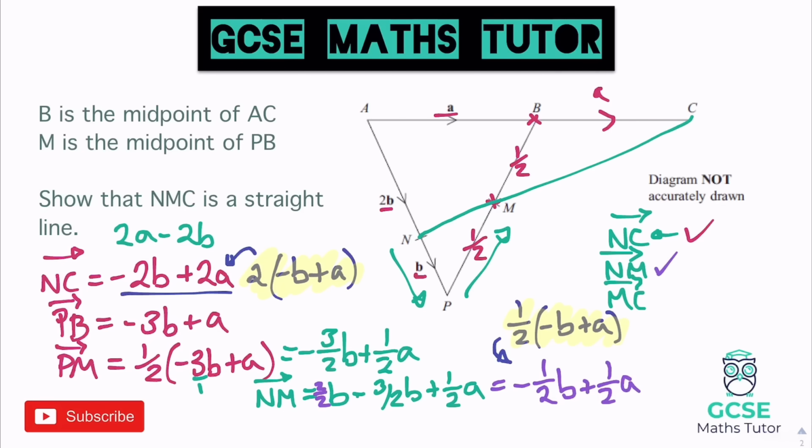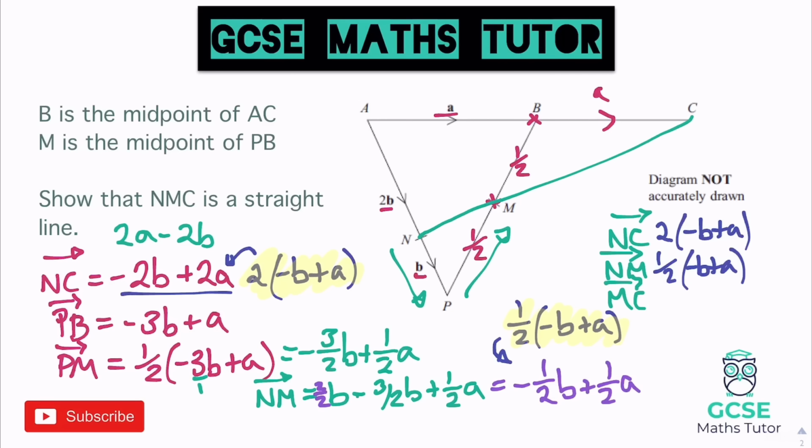And let's just write them down over here next to these vectors that I was going to work out in the first place. So for n to c, we have two lots of minus b plus a. And for n to m, the other one we worked out, we've got a half brackets minus b plus a. There we go. So if you have a look, we've obviously got this similar bracket. We've got this same vector in there, minus b plus a.